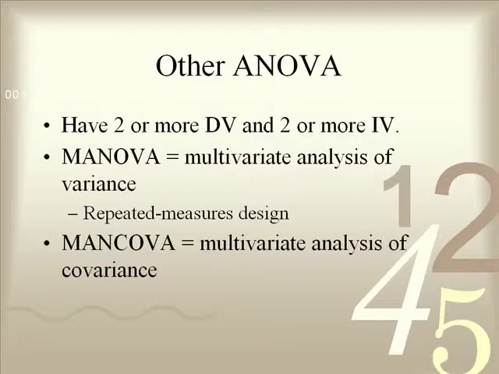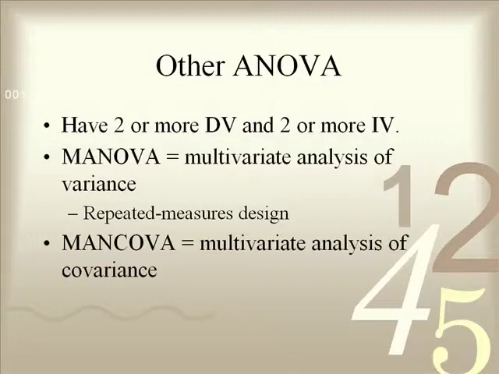One type is called a MANOVA, which is a multivariate analysis of variance, which some of you have had in articles and weren't too sure what that meant. Basically, again, you have multiple dependent and independent variables. And here you can have repeated measures again. You have pre-test, post-test on the multiple dependent variables.